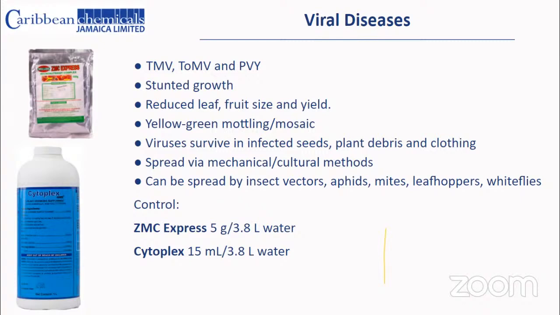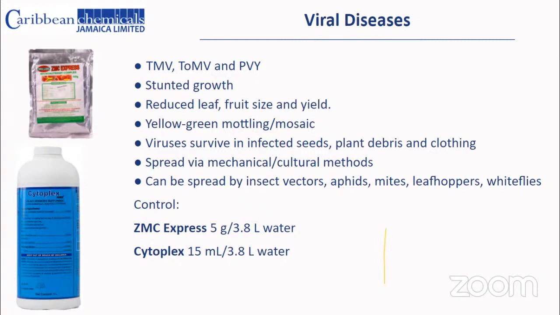We're seeing reduced leaf size. The leaves tend to get smaller, curled. The fruits also get much smaller, right? These are all indications that we may be experiencing a viral problem in our tomato production. And oftentimes we tend to blame, even though they are vectors, insect vectors like aphids, mites, whiteflies, you name them. They are possible vectors of diseases.